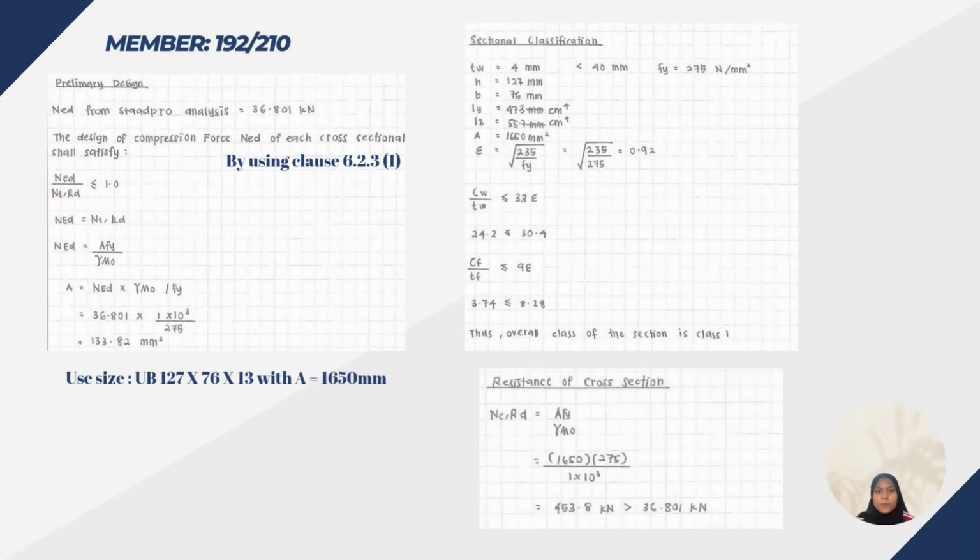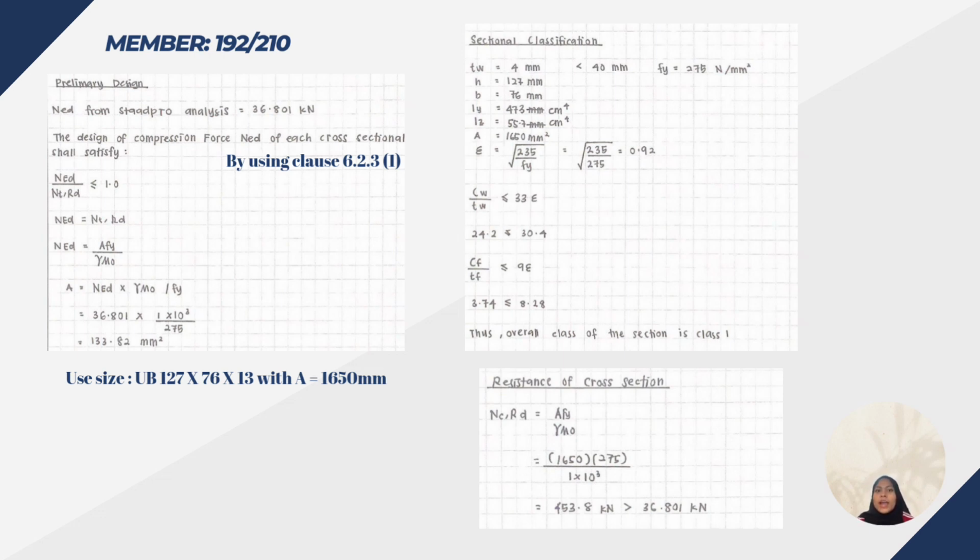I want to explain the compression members at 192 and 210. The NED value from the STAAD Pro analysis is 36.801 kN. After determining the value of area, we get 133.82 mm square. So the size of column that we use is 127 by 76 by 13 with an area of 1650 mm square.